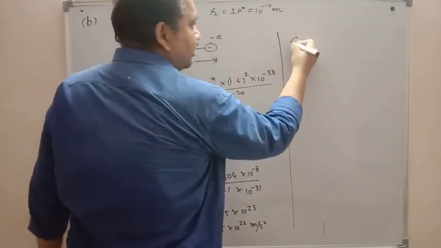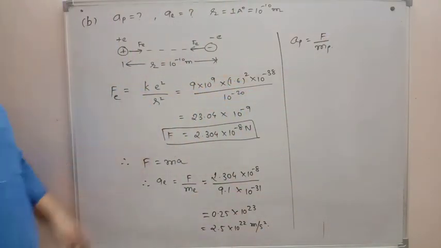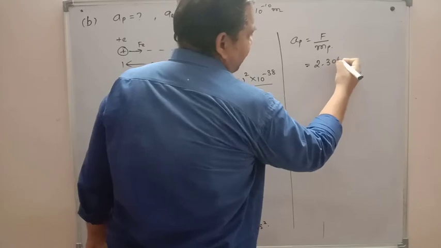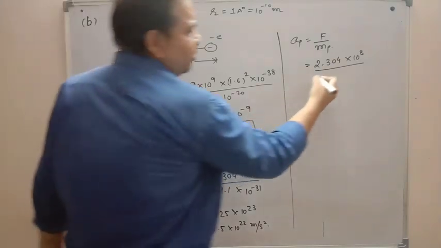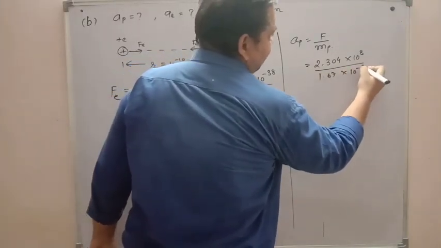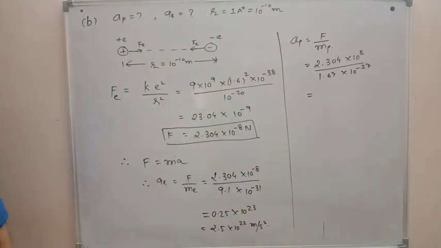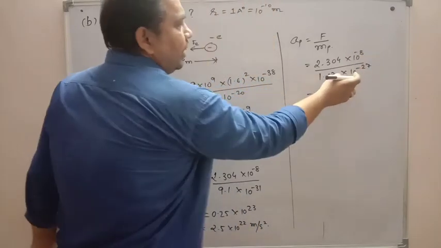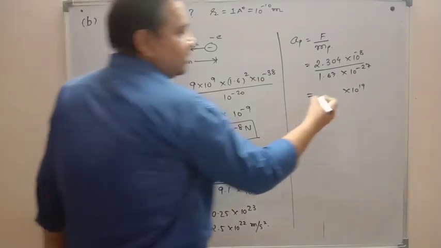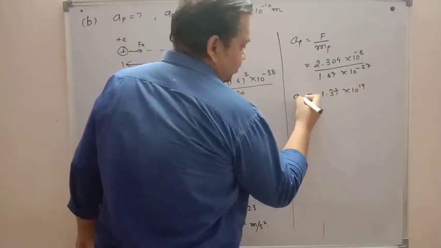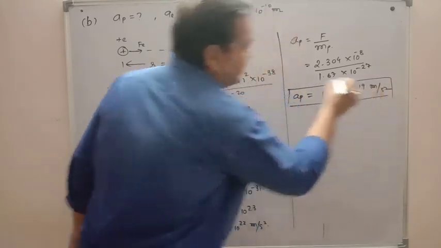Acceleration of proton ap will be F by mp. F again we are having 2.304 into 10 power minus 8. Mass of proton 1.67 into 10 power minus 27. This force is 10 power minus 8. 27 minus 8 is 10 power 19, and this comes out to be 1.37. So acceleration of proton is 1.37 into 10 power 19 meter per second square.